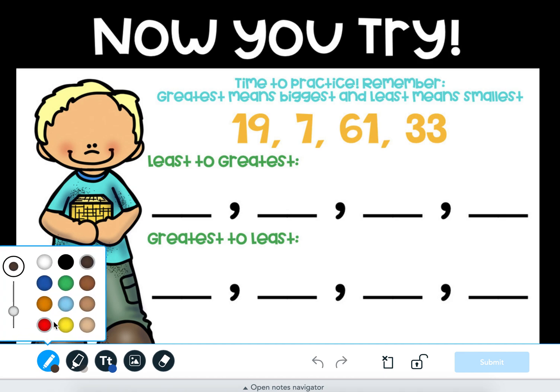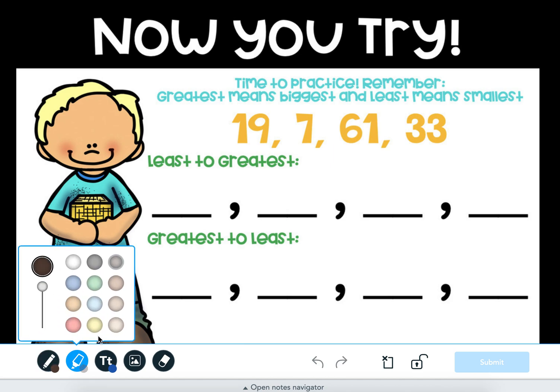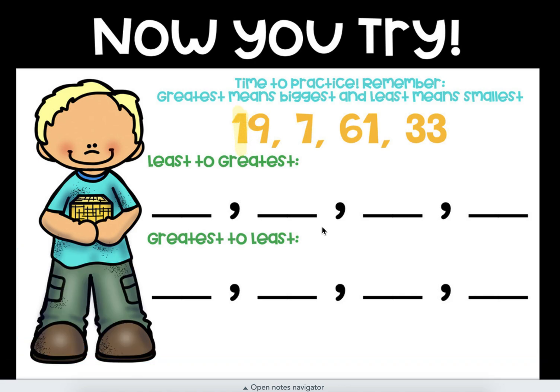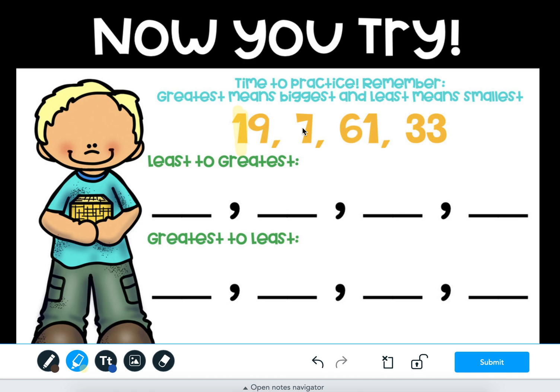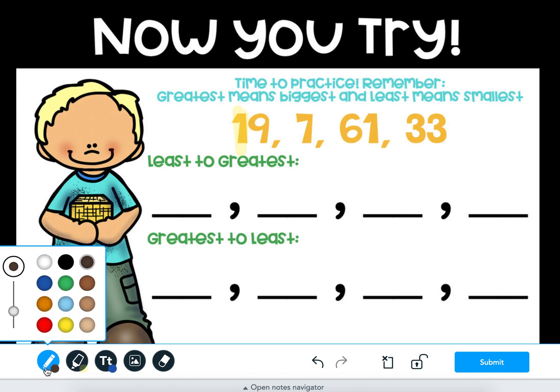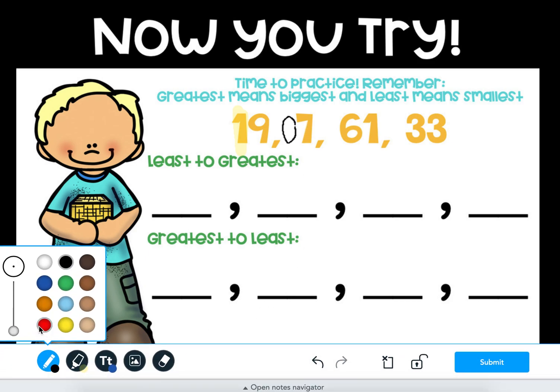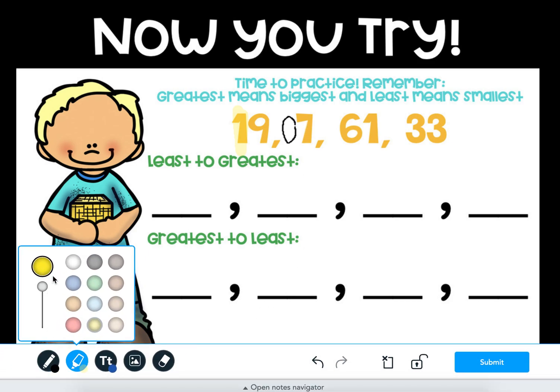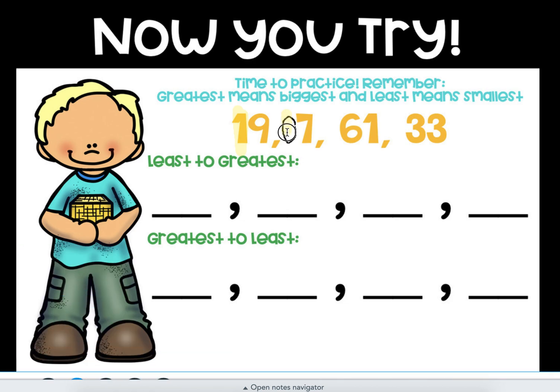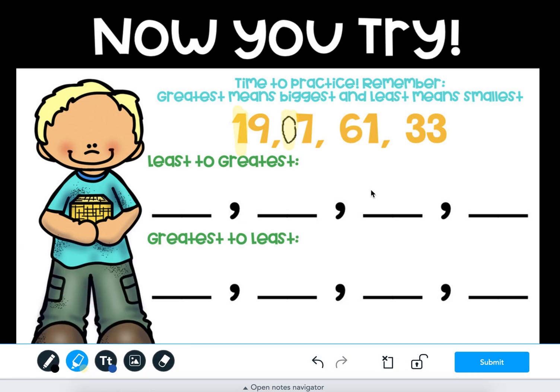I'm going to start by thinking about which of my numbers is the smallest by looking at the digit in the tens place. For 19, my number 1 is in the tens place. For 7, I don't have a digit in the tens place. I'm going to draw a number 0 just to remind myself that there are 0 tens in the number 7. There's 7 ones, but 0 tens. Okay, so there's a 0 in my tens place for the number 7.